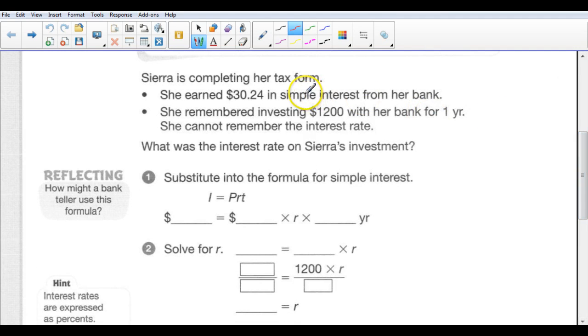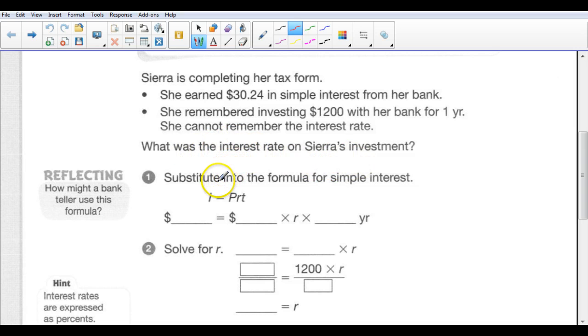Sierra is completing her tax form. She earned $30.24 in simple interest from her bank. She remembered investing $1,200 with her bank for 1 year. She cannot remember the interest rate. What was the interest rate on Sierra's investment?